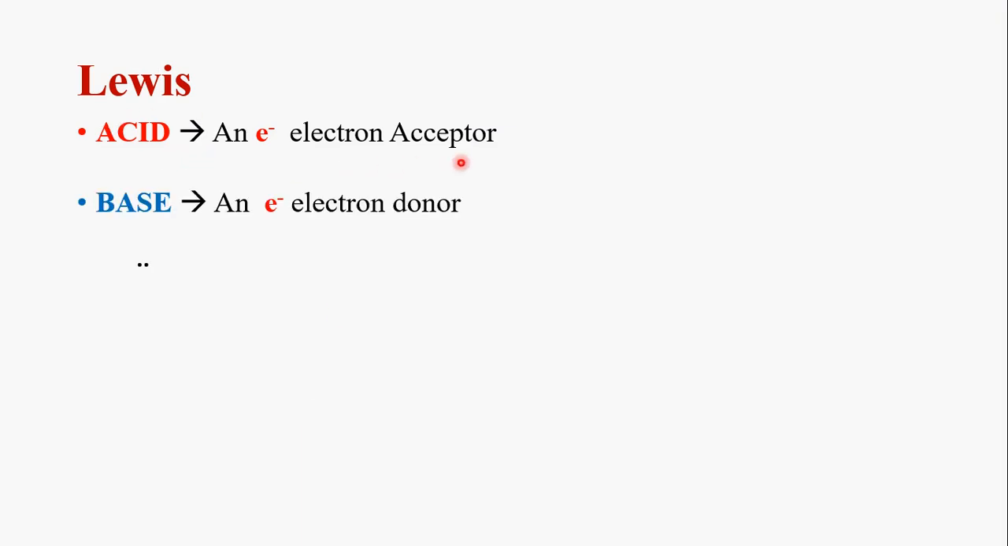Then after, the third scientist is Lewis, who gave the definition of acid and base. Acid is an electron acceptor and base is an electron donor. So NH3 and BF3. This is the lone pair of electrons of NH3. NH3 is the electron donor. It will donate its electron to BF3, which is the electron acceptor. So donor is a base and acceptor is an acid.